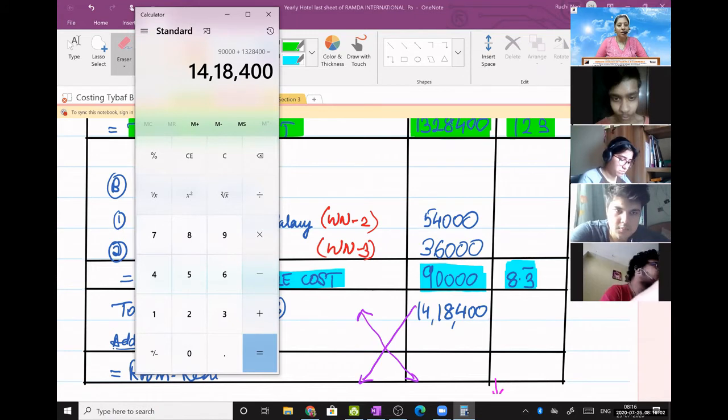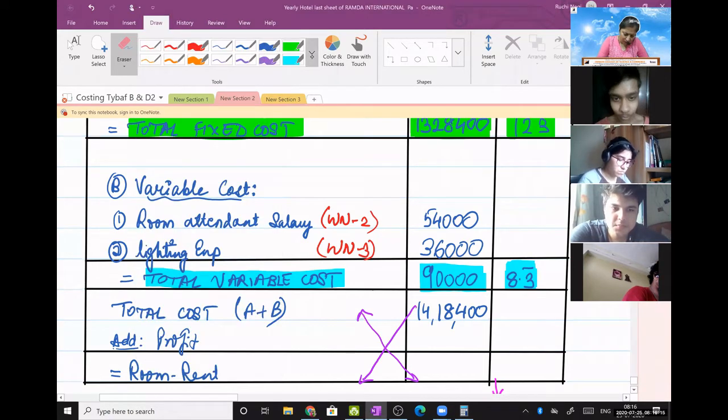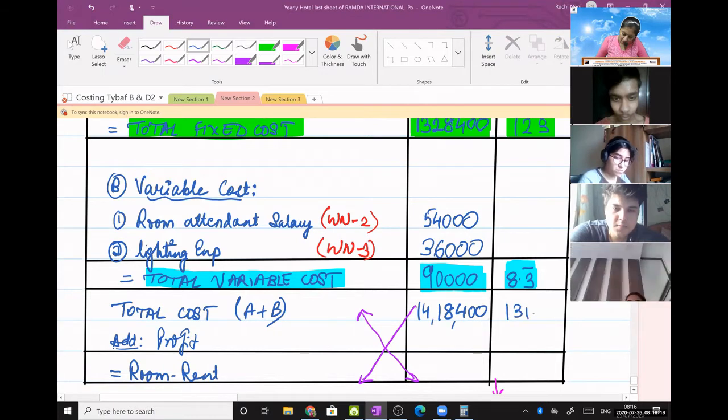14,18,400. Then divide this by 10,800. So the answer is 131.333. Write it down, 131.333, and make it recurring. It is recurring only.